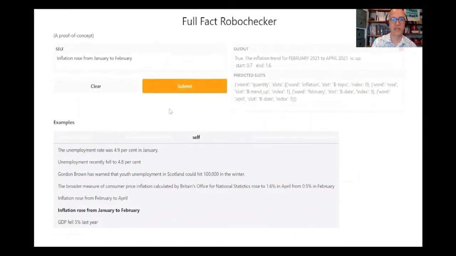And in contrast, if I say inflation rose from January to February, the system says false, actually it was going down from 0.9 to 0.7. So at this point, you may be thinking that I'm just cherry picking examples to make sure the system looks good. And of course I am.